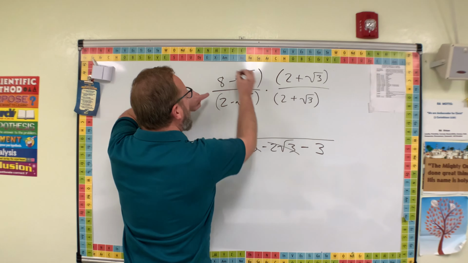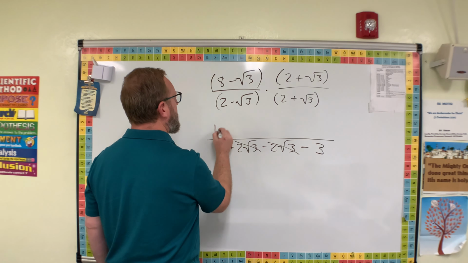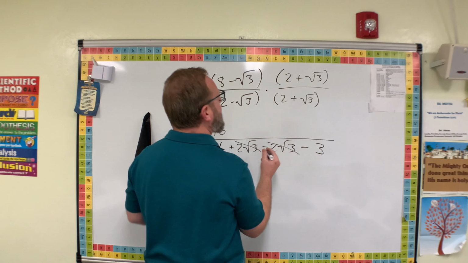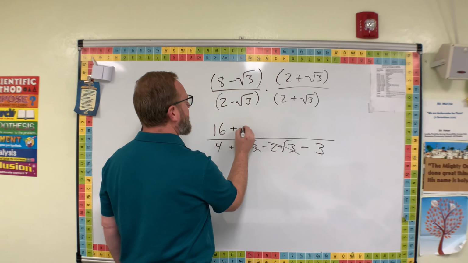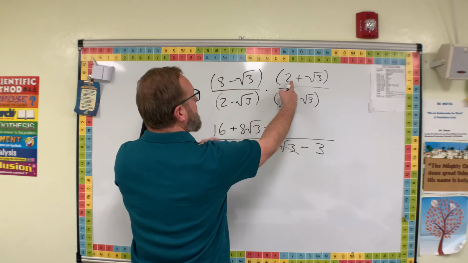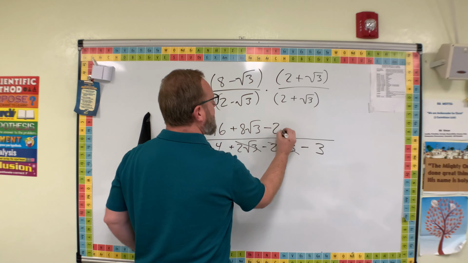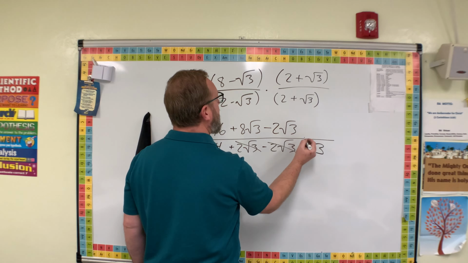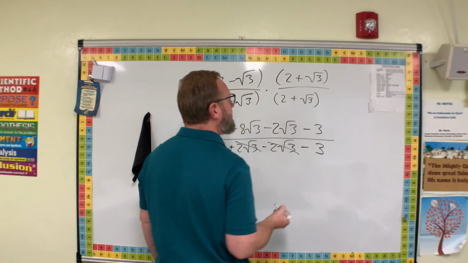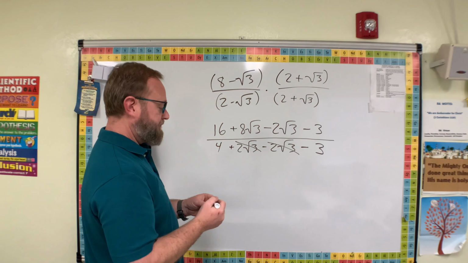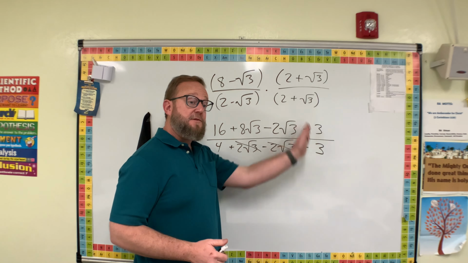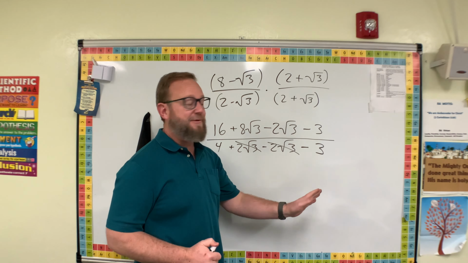2 times 8 is 16. 8 times square root of 3 is plus 8 square root of 3. 2 times negative square root of 3 is negative 2 square root of 3. And then minus 3 on the top. I see those minus 3s hanging out there. Can I just go ahead and cancel those? No, do not do that.